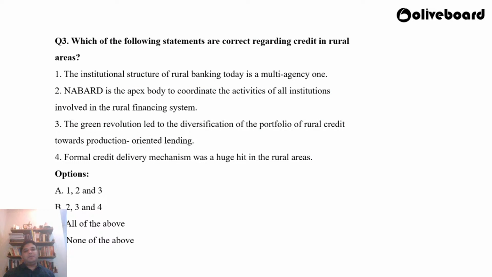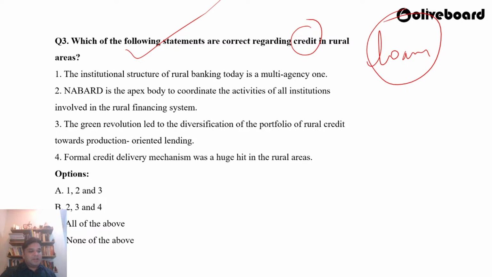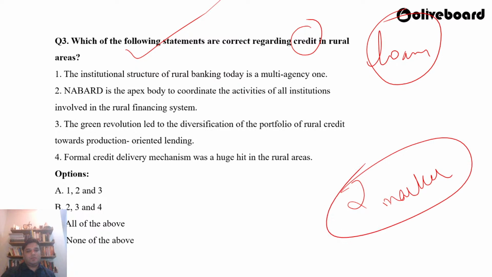Question number 3. Which of the following statements are correct regarding credit in rural areas? Credit का मतलब क्या होता है? Credit means loans. So which of the following statements are correct regarding credit in rural areas? Again, a question which could be asked as a 2 marker in Phase 2.